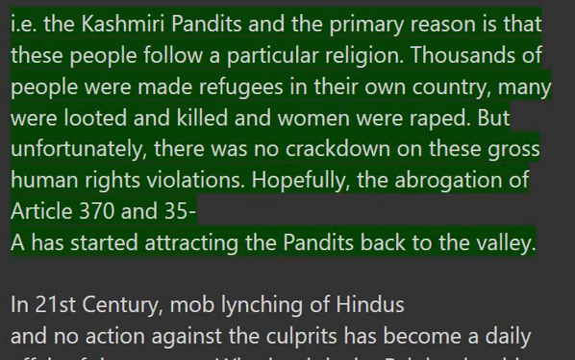Thousands of people were made refugees in their own country, many were looted and killed and women were raped. But unfortunately, there was no crackdown on these gross human rights violations. Hopefully, the abrogation of Article 370 and 35-A has started attracting the Pandits back to the valley.